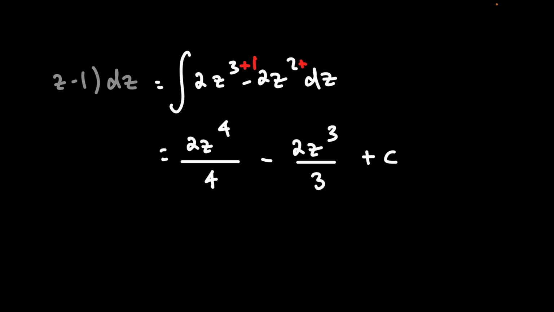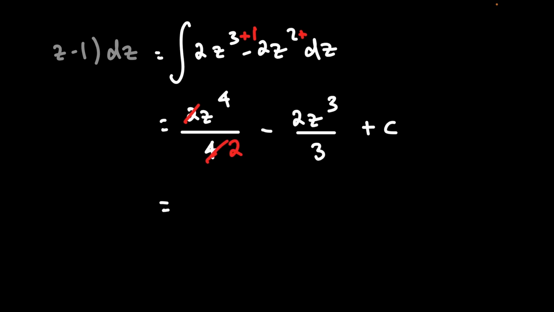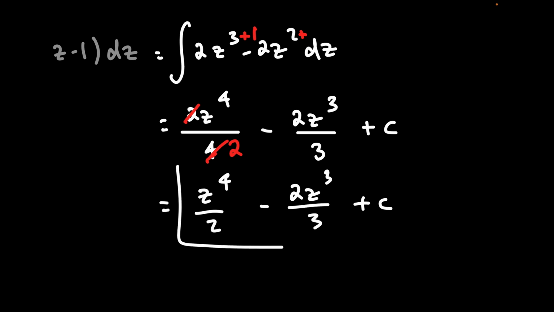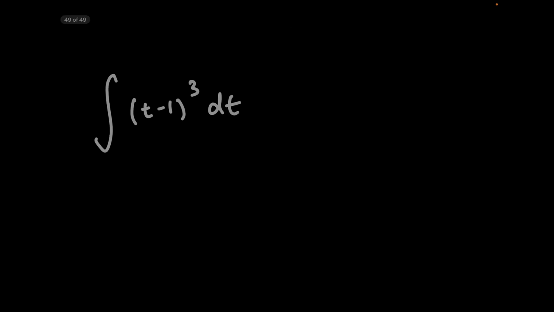And we can simplify this. We can cancel the 2 and the 4 to get 2. So what we end up having as our final answer is really just z to the power of 4 divided by 2, minus 2z to the power of 3 over 3, plus c. That is our integral.